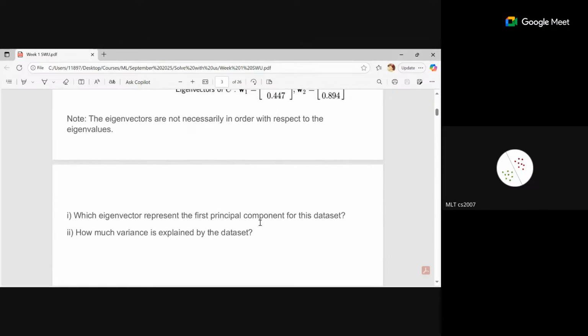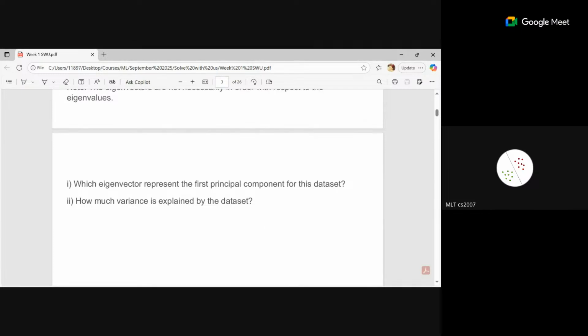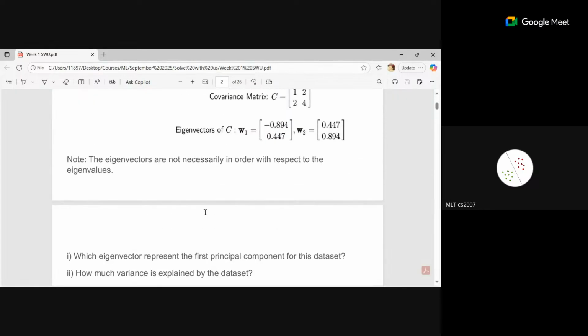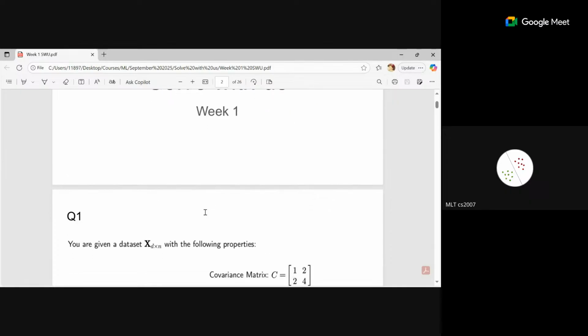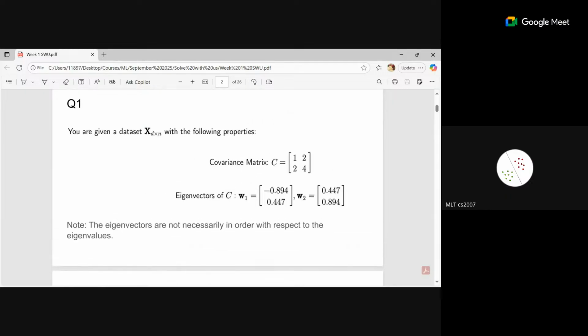Now, the very first question that is asked is, which eigenvector represents the first principal component for this data set? And the second part is how much variance is explained by the data set. So I will just show you the question. I hope you remember the question part. This is the information given to you. What you have to find out is which among the following is the first principal component. Is it W1 or is it W2?